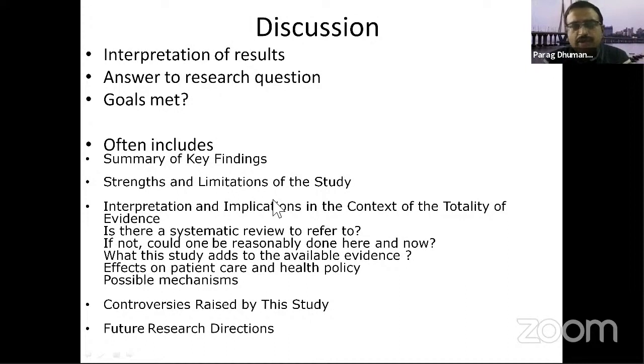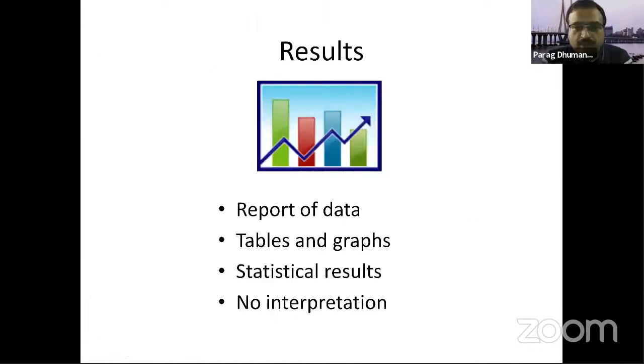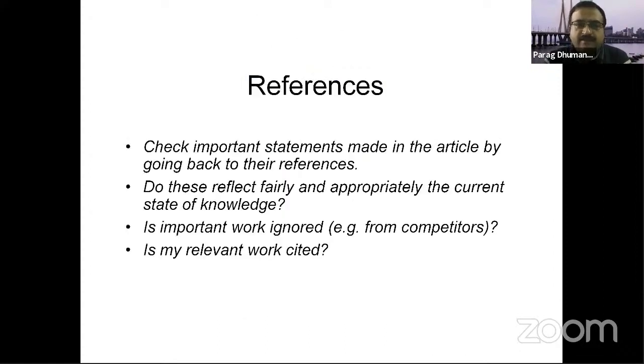If you are strong in your interpretation of the data, you can point out a limitation of the study which has not been mentioned, and it can be a letter to the editor, and it can be taken as a publication, of course as low evidence, but it is a publication. Then it interprets an implication of the context, raises the controversies of the study, and always gives a future direction. Results, of course, the data, tables, graphs, and statistics, and the references.